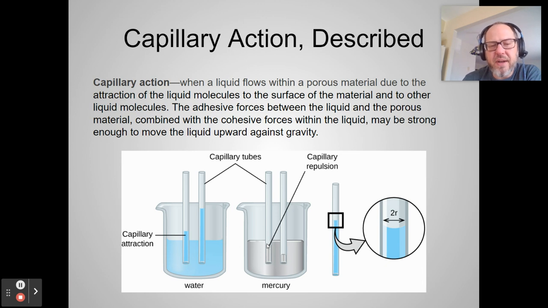But then if you look at mercury, mercury being a metal, does not have those adhesive forces, right? Mercury does not want to bind to the sides of the tube, right? So it will be repelled by the tube, and it will just kind of stay with itself, right? It likes to stick to itself.